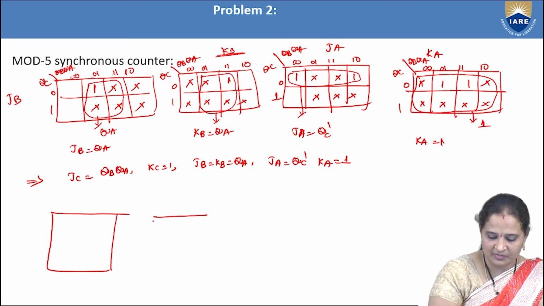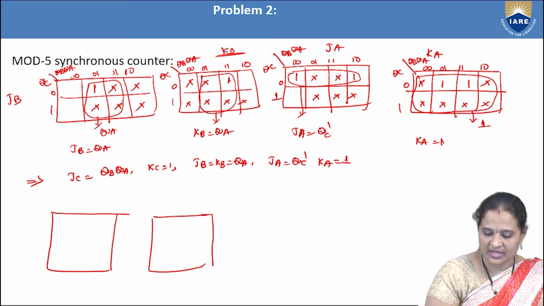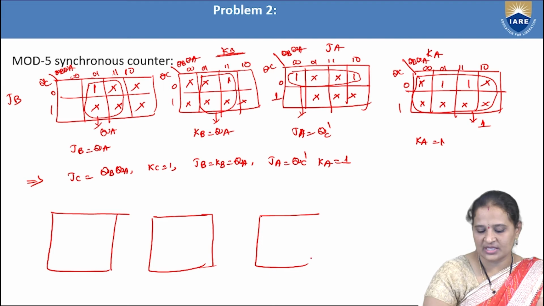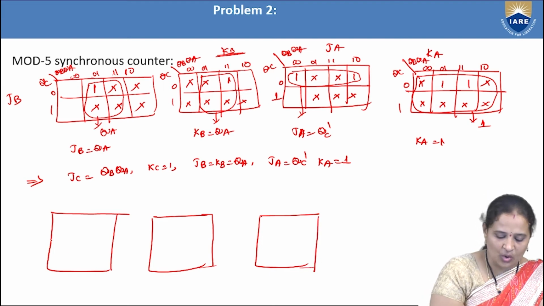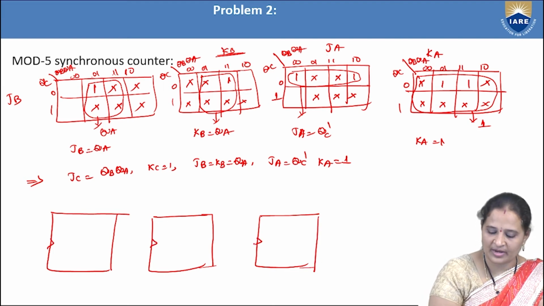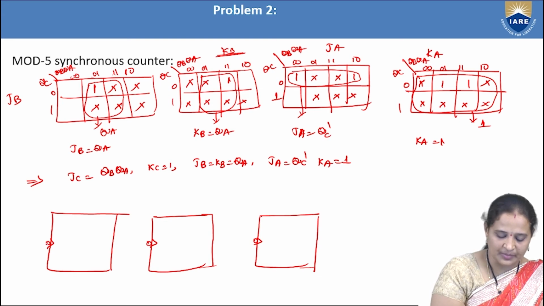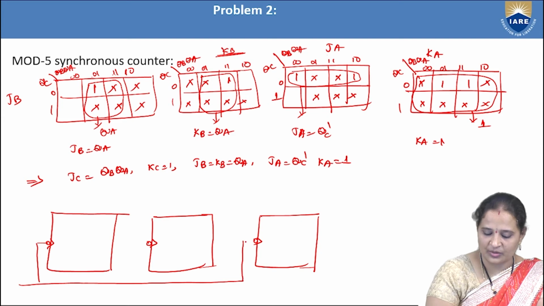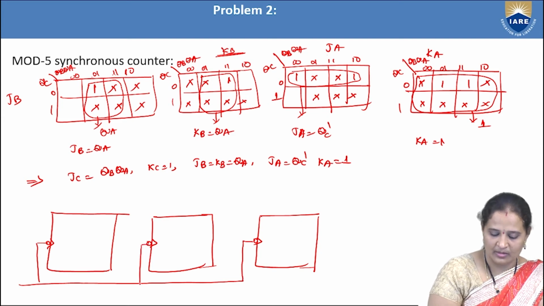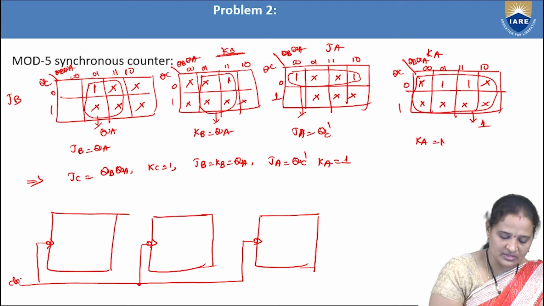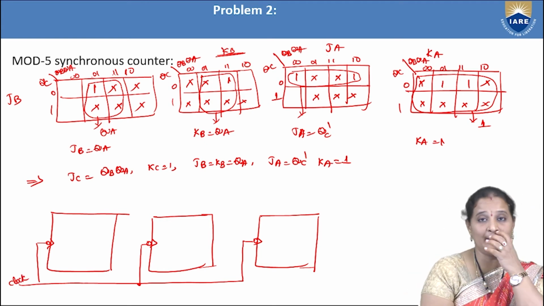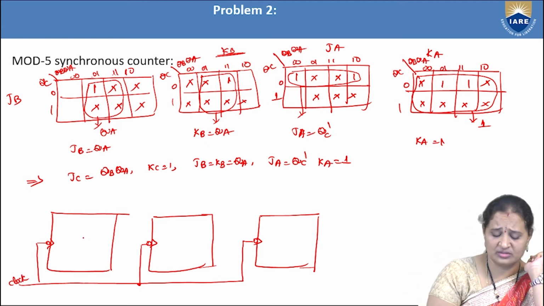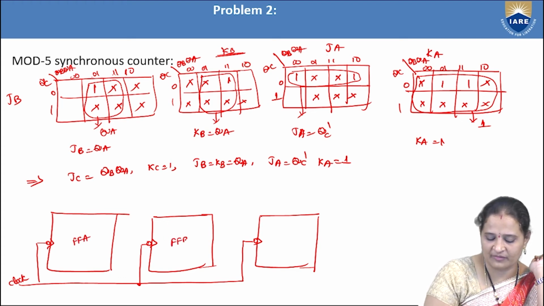These are the 3 JK flip-flops I am considering. So this is a synchronous counter. That means all the 3 flip-flops have the same clock applied. So I am taking a clock pulse and I am applying it to these. So this is the clock pulse. These are all negative edge triggered flip-flops. This is flip-flop A, flip-flop B and this one is flip-flop C.